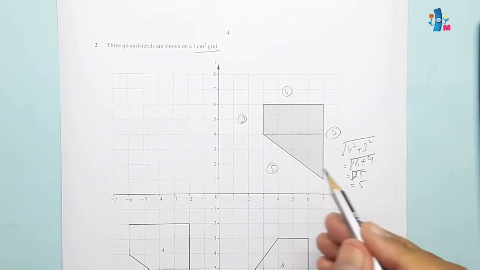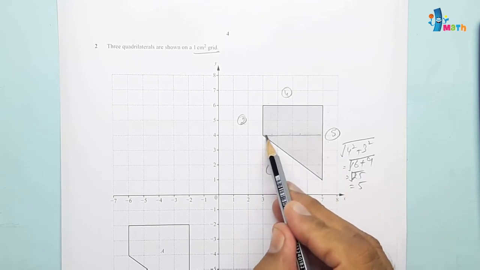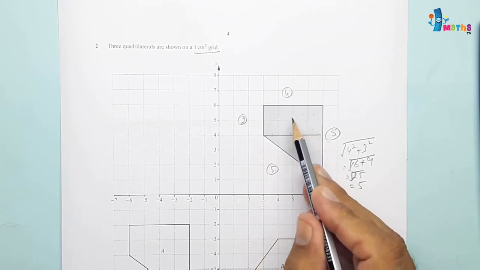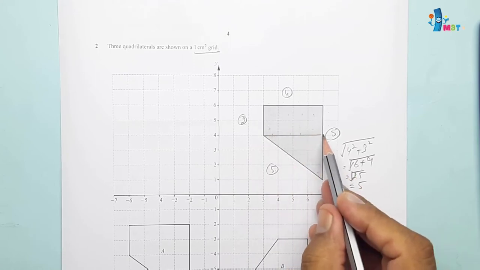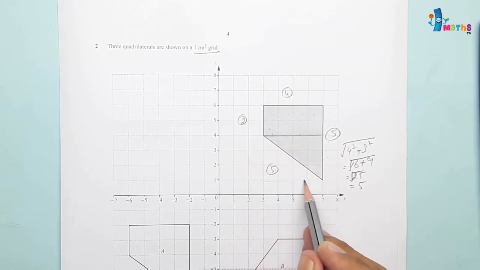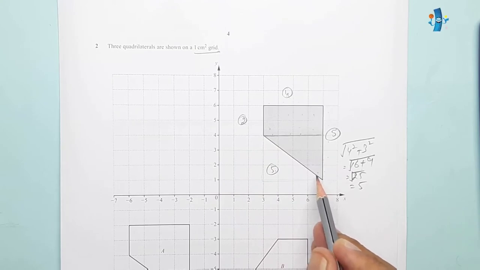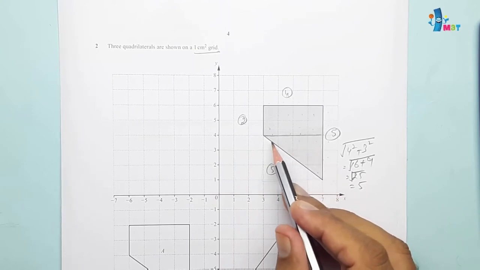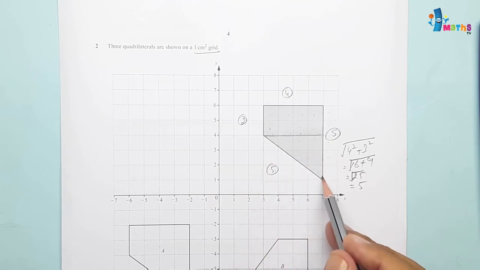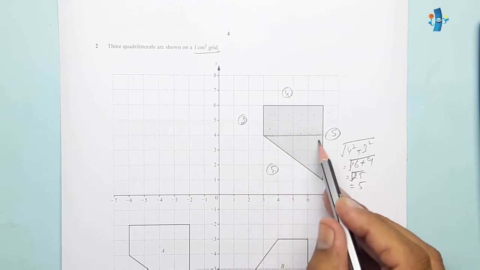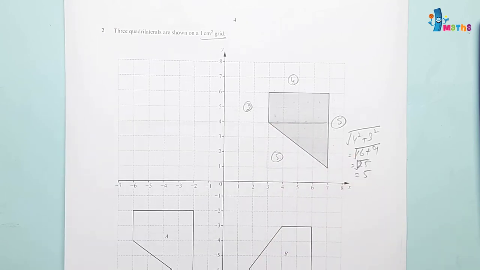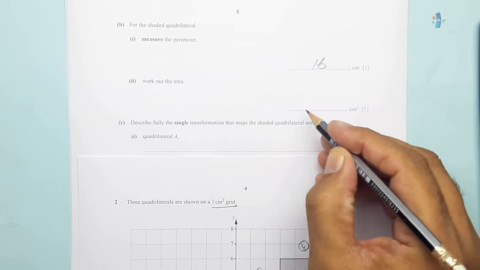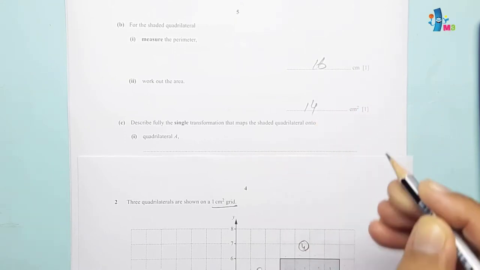Work out the area. Area also we can work out. If we see this, up to this one is 1, 2, 3, 4, 5, 6, 7, 8 centimeter square. And if we check this complete rectangle, this will be 1, 2, 3 and 1, 2, 3, 4. So 12. Half of this is shaded, so 6 are these triangles. 6 plus 8 will be 14, so our answer over here will be 14 centimeters square.